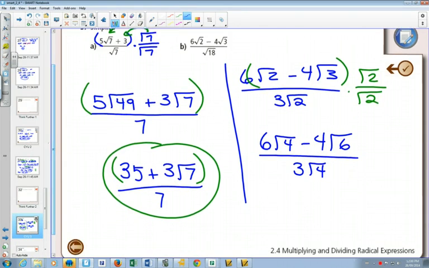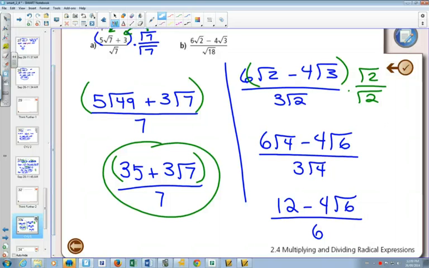Again, I took an extra step there. Some of you might be starting to do it a little bit quicker, because square root of 4 is 2. 6 times 2 will be 12, minus 4 root 6 over 3 times 2, 6.